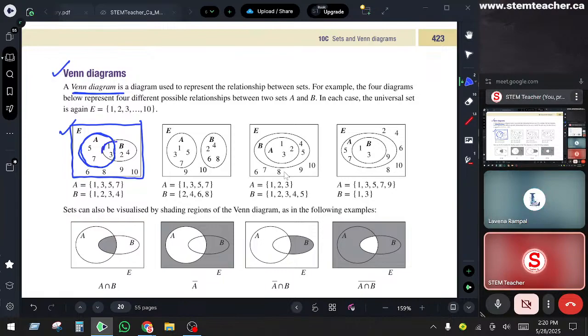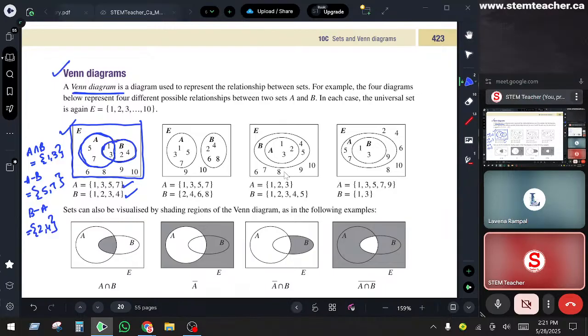What is inside B? 1, 3, 2, 4. What is A intersection B? 1, 3. What is A minus B? 1, 3, 5, 7 से ये जो कॉमन है इसको हटाना था: 5, 7. What is B minus A? 2, 4. Okay, so these are the cases.